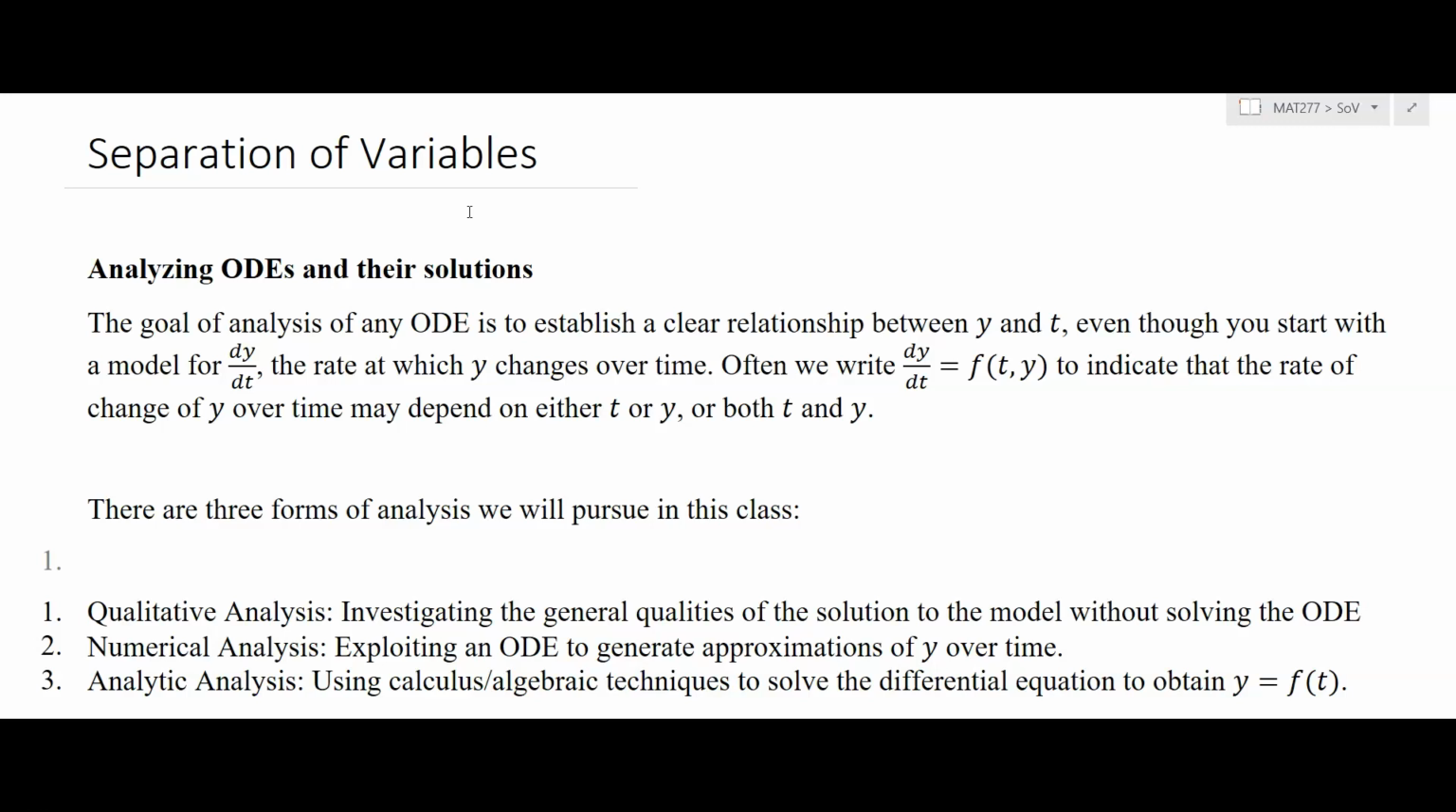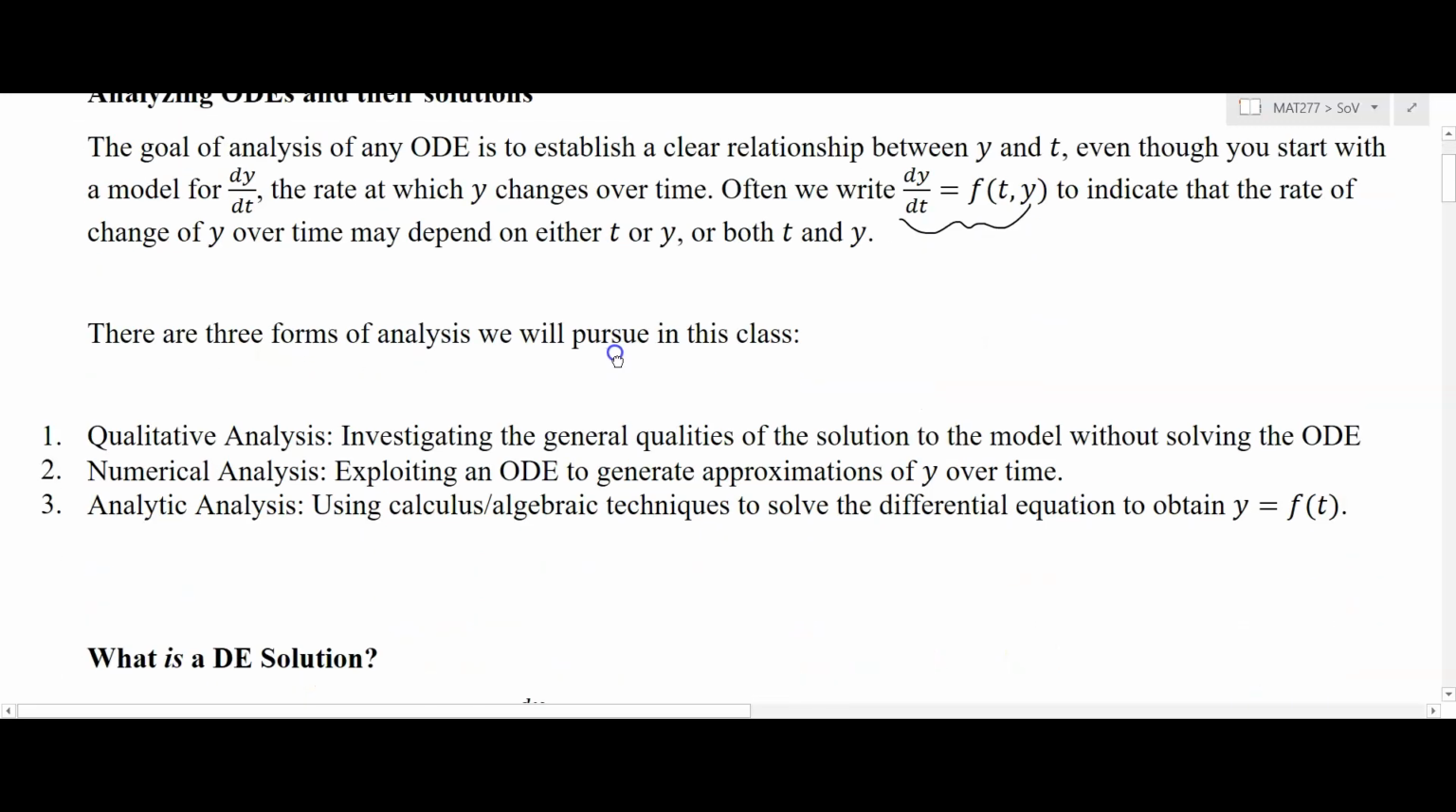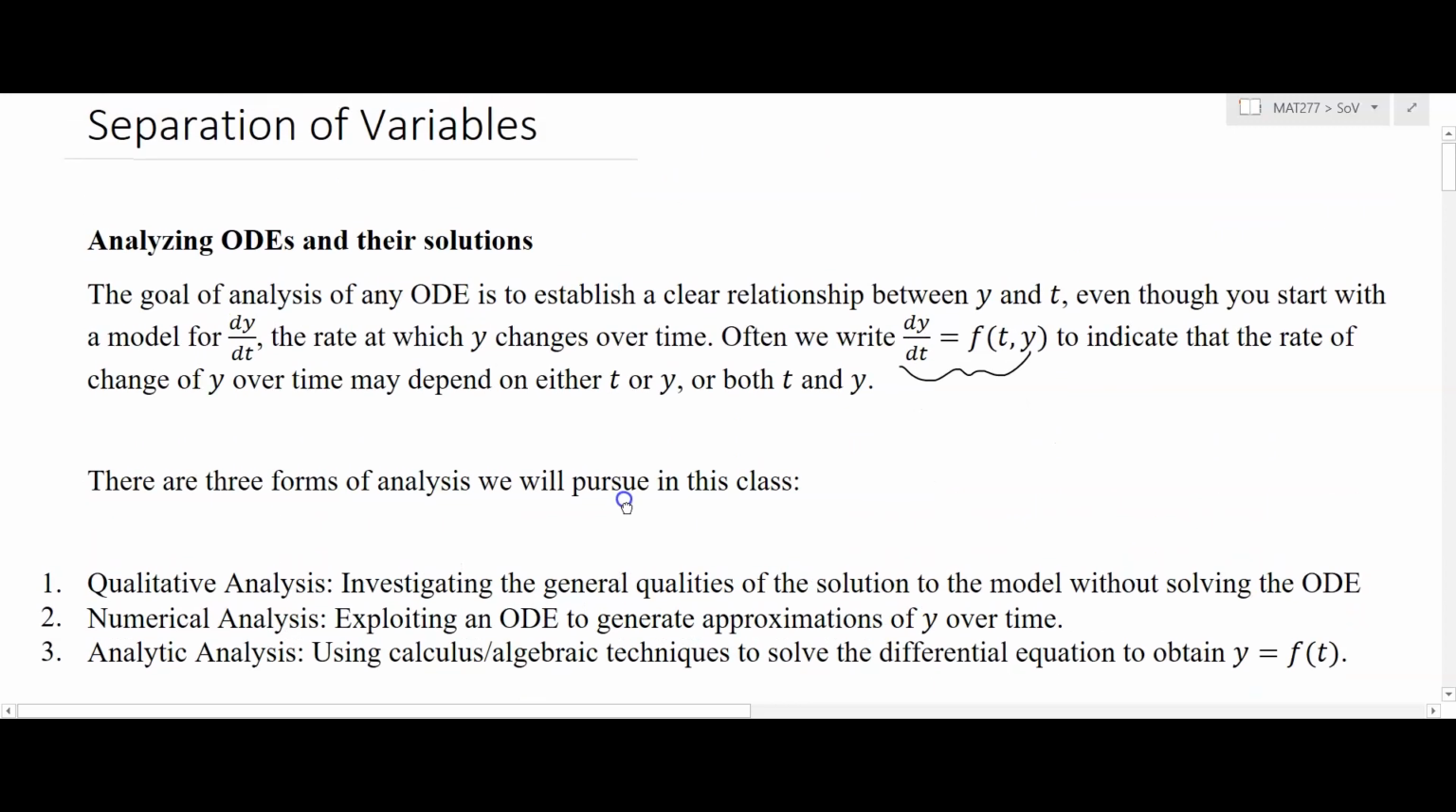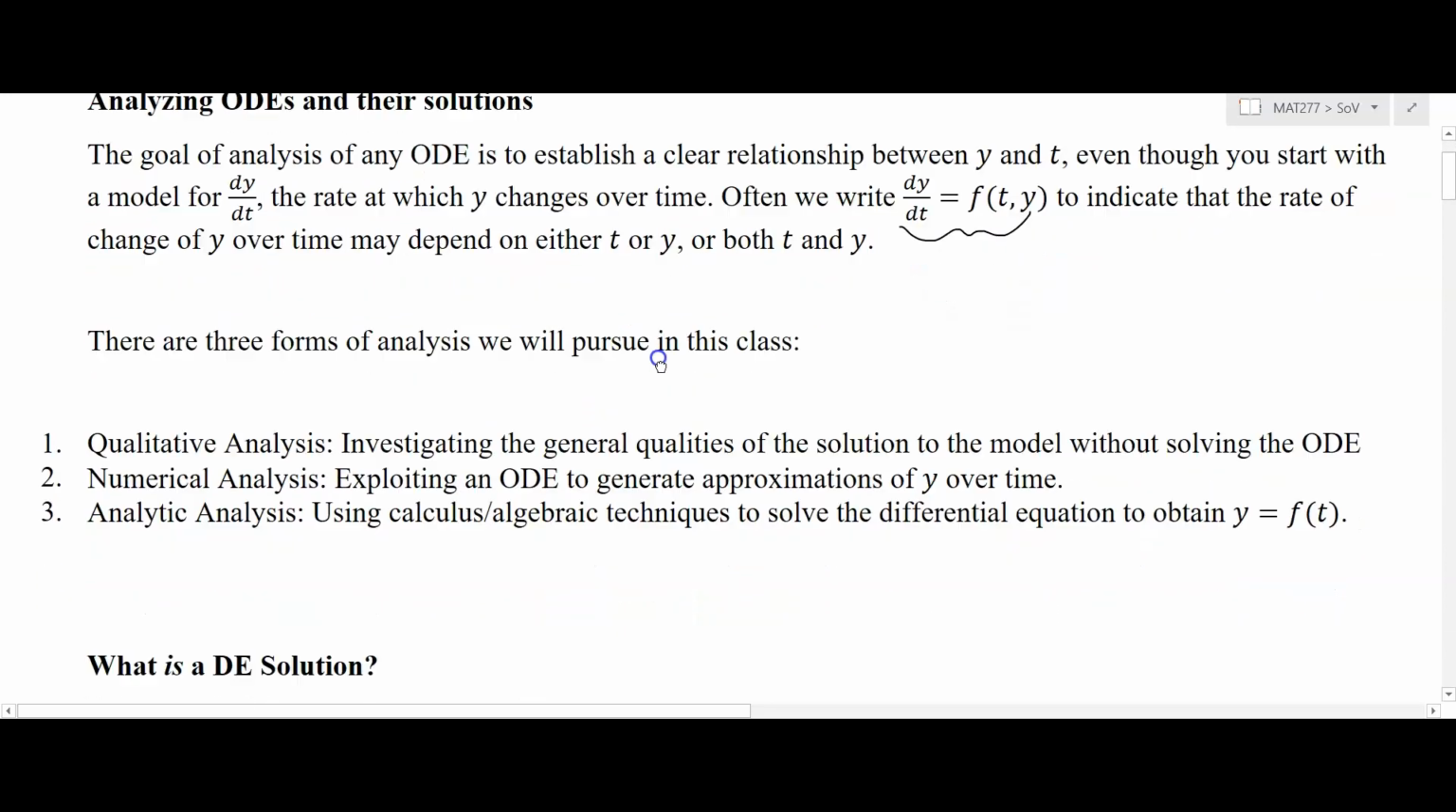to t. So often we'll write this notation here to indicate a first order differential equation, and this is just suggesting that dy/dt may depend on both the independent and dependent variable. In translation, that just means that the right-hand side of the equation may have both t and/or y in it. So there are actually three forms of analysis that we typically conduct, and separation of variables is one specific variation of one of these three types.